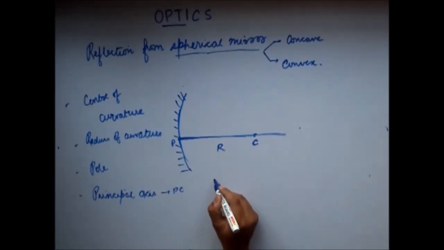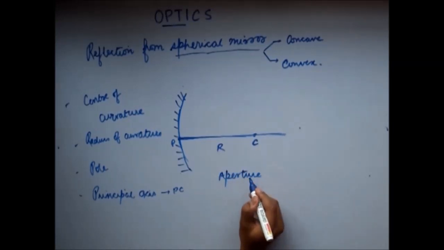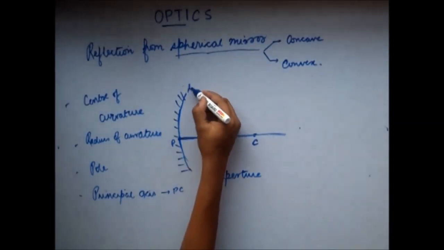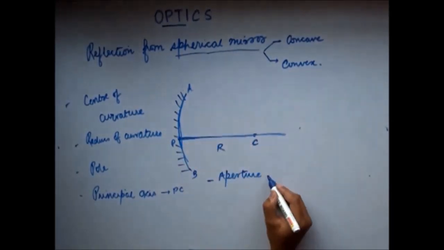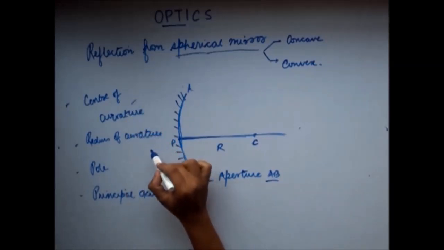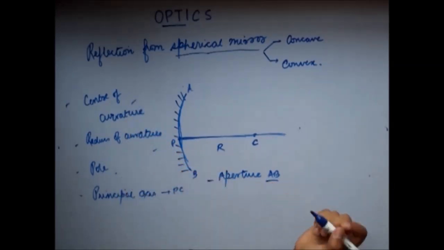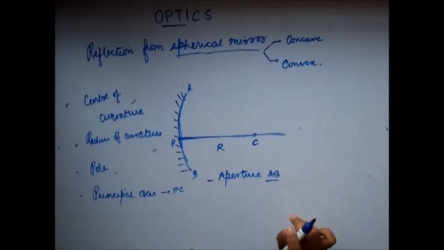Now there is something called aperture of the mirror. What is aperture? Let's say this mirror is AB. So this AB is known as the aperture of the mirror. Okay. So I have discussed center of curvature, radius of curvature, pole, principal axis, aperture. Did I miss anything? Yes, I missed what is focus.